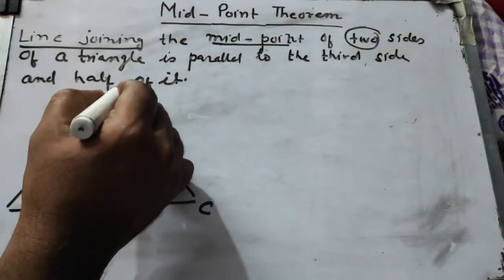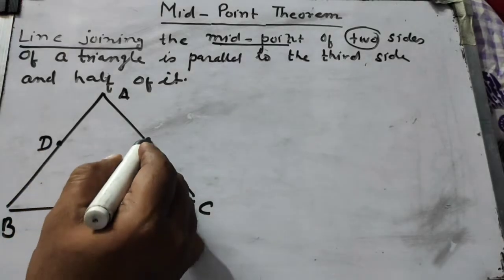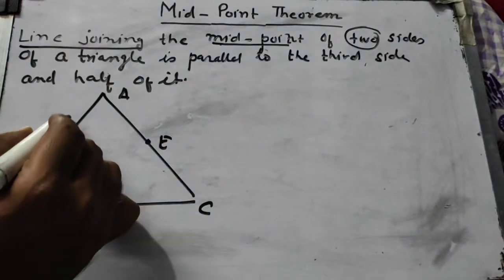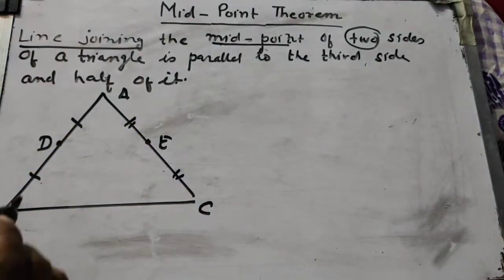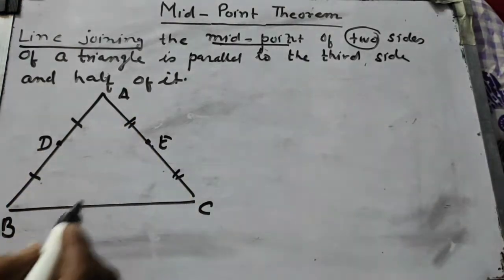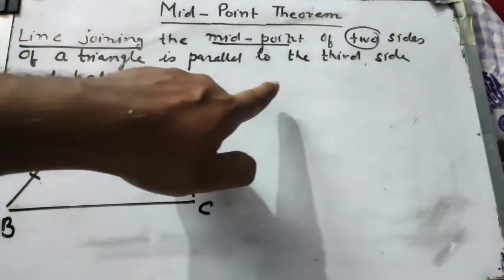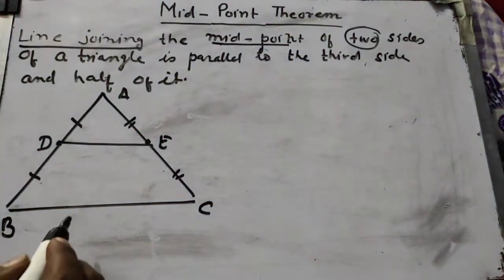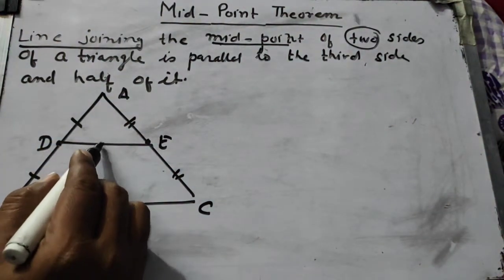ABC, and let us consider D is the midpoint of AB and E is the midpoint of AC. So this is the midpoint of AB, this is the midpoint of AC, and we are going to join the line. And what do we have to prove? That it is parallel to the third side. The third side is BC here, and it is half of it. Means the length of DE will be half.